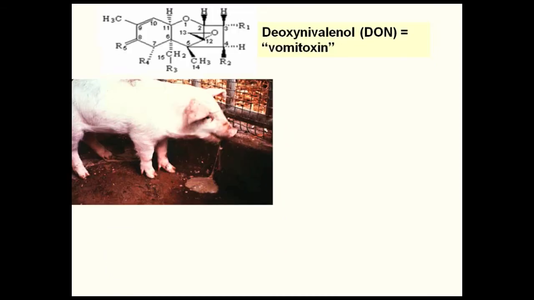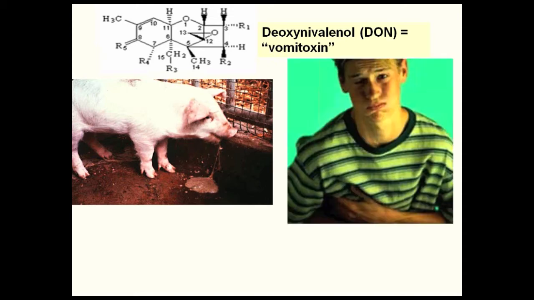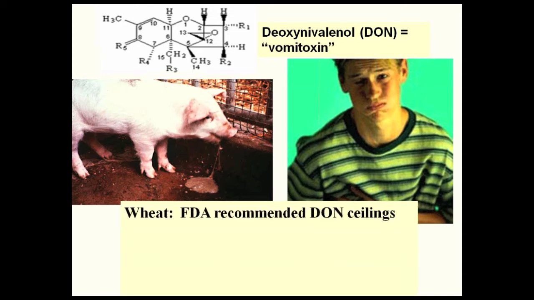So again, the mycotoxin that we're mainly concerned about with scab is called vomitoxin, or DON. It leads to feed refusal and vomiting or emesis in livestock. Pigs are very sensitive to it. People can be sensitive to it too, although hopefully normally we're not ingesting huge loads of vomitoxin. The FDA has recommended ceilings for vomitoxin in our grain supply.